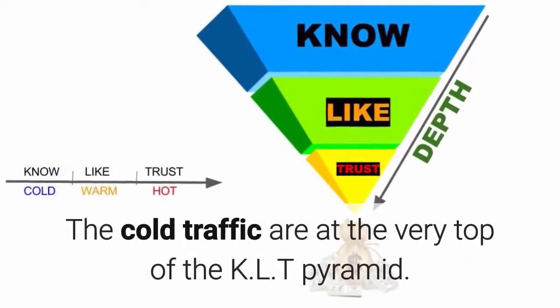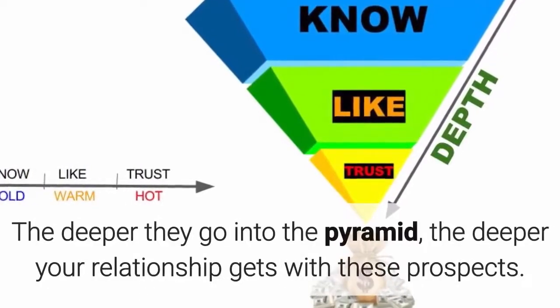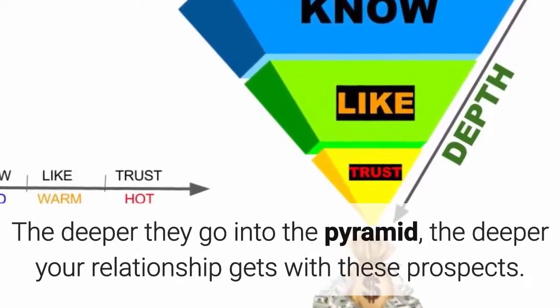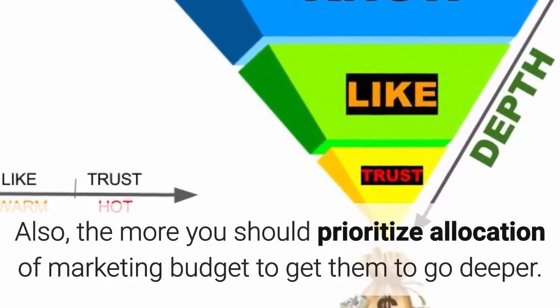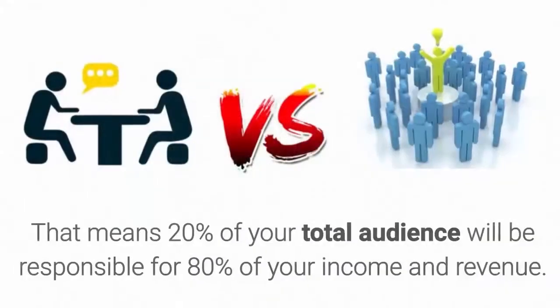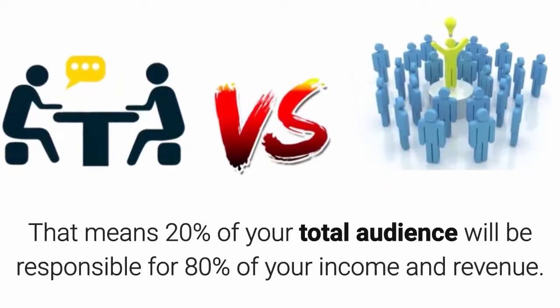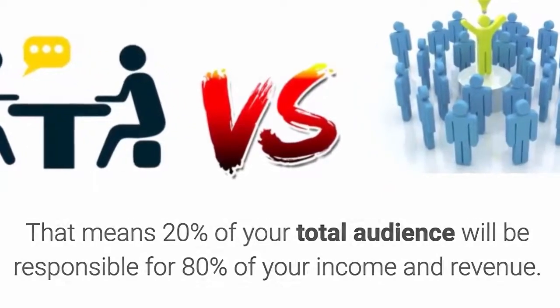The cold traffic are at the very top of the KLT pyramid. The deeper they go into the pyramid, the deeper your relationship gets with this prospect. Also, the more you should prioritize allocation of marketing budget to get them to go deeper. It is important for you to note at this point that the 80-20 rule applies here. That means 20% of your total audience will be responsible for 80% of your income and revenue.